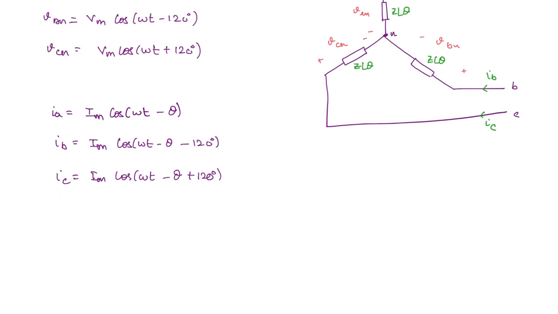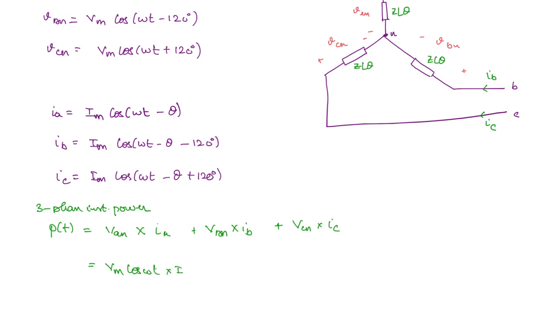Now what will be the instantaneous power, p of t, the three-phase instantaneous power? This is going to be for all three phases. So what is it? vAN, the voltage across the phase A load, into the current through the phase A load, which is iA. Similarly, through phase B, vBN into iB, plus vCN into iC. So what will you get here? Vm cos omega t into Im cos(omega t minus theta). Similarly, for the others you can write.